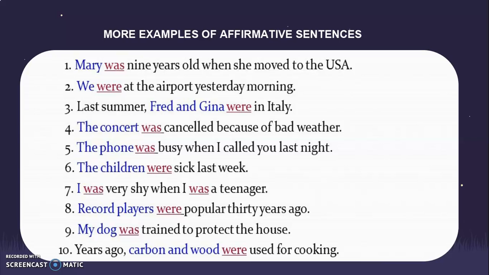Okay. Last summer, Fred and Gina were in Italy. The concert was cancelled because of bad weather. The phone was busy when I called you last night. The children were sick last week. I was very shy when I was a teenager. Record players were popular 30 years ago. My dog was trained to protect the house. Years ago, carbon and wood were used for cooking. Now, all these are affirmative sentences. Can you think of some?